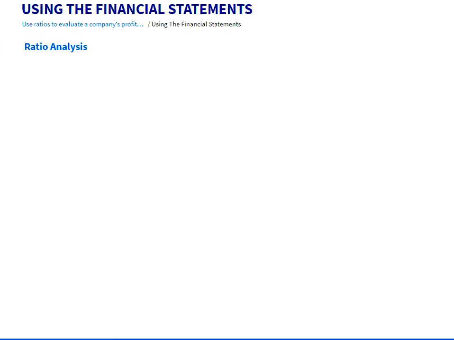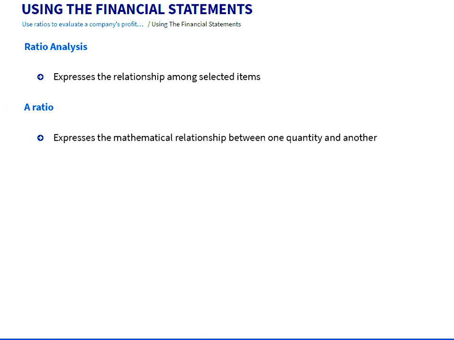In Chapter 1, we introduced the 4 financial statements and discussed how they provide information about a company's performance and financial position. Now we will present ratio analysis, a tool that can be used to analyze financial statements in order to make more meaningful evaluations.